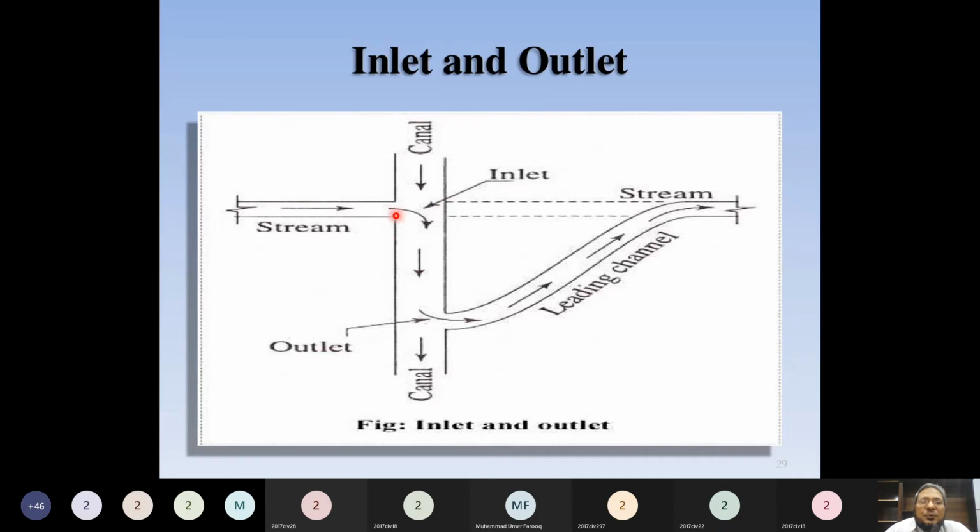So what do you think? Do we provide some crest here? Do we need any crest here? A weir, right? As the canal water should not go in the stream, and similarly one crest is to be provided here, so when the discharge will be more than that level, it will enter into the leading channel and finally join the same stream.